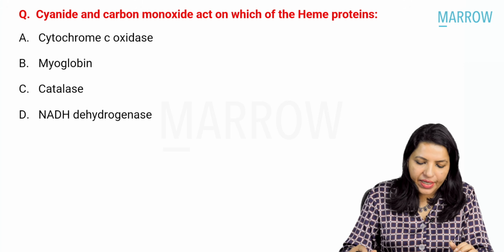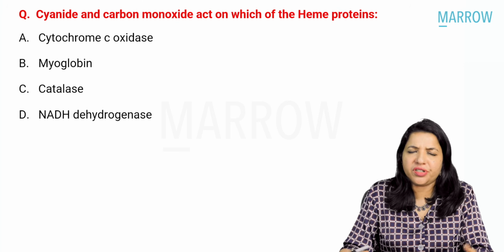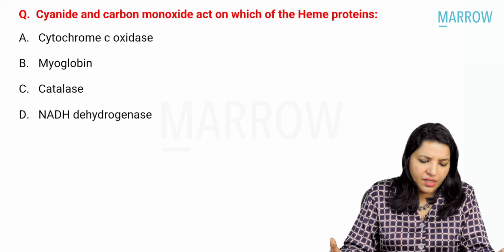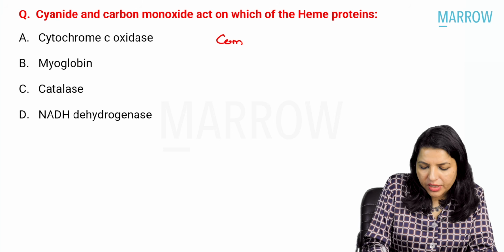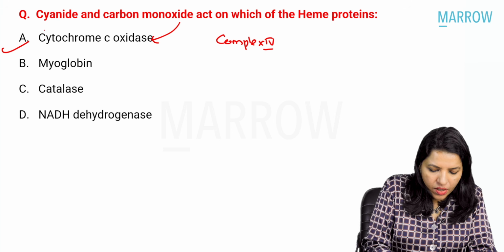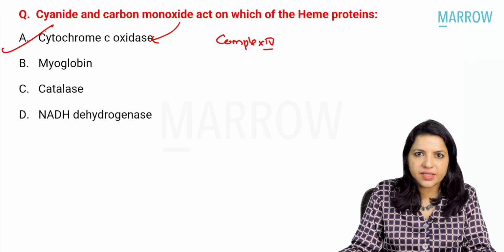Then, cyanide and carbon monoxide act on which hemoprotein? It's a very, very simple question. So cyanide and carbon monoxide, we know that they act on complex 4, and complex 4 is cytochrome C oxidase. So cytochrome C oxidase is the answer.